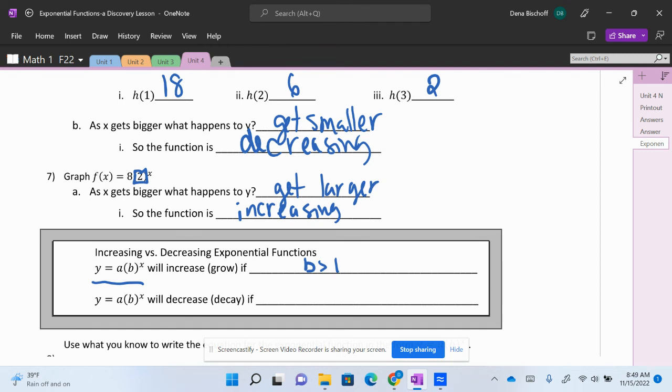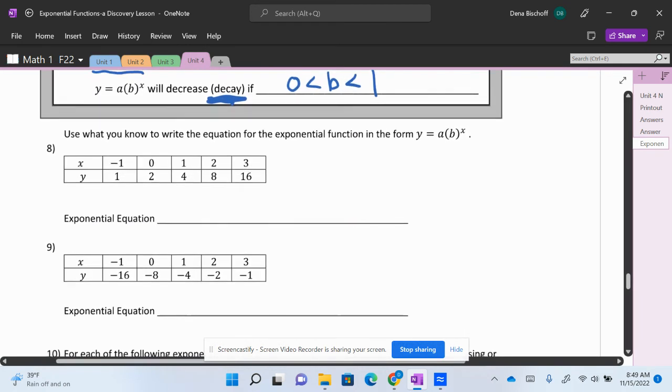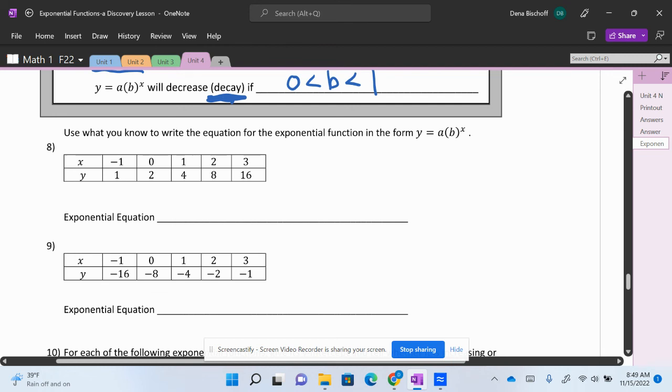The function y equals a times b to the power of x will decrease, exponential decay, if 0 is less than b is less than 1. That's how we have to write that it's a fraction, right? It's a number in between 0 and 1. It can't be 0. Remember, those were the definitions. A can't be 0, B can't be equal to 1, and it can't be 0 either. Okay? So use what you know to write the equation.